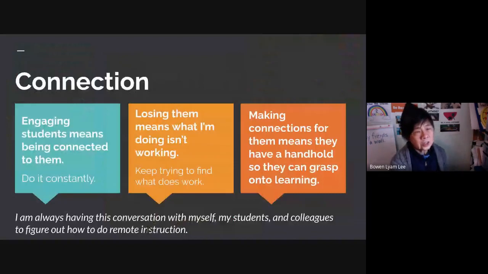Connect. Engaging students means being connected to them. Do it constantly. And if I don't, then losing them means that what I'm doing isn't working, and I keep trying to find what does work. And making connections for them means that they have a handhold so they can grasp onto learning. So I'm always having this conversation with myself about remote instruction. I'm having this conversation with myself, my students, and colleagues to figure out how do I do remote instruction.